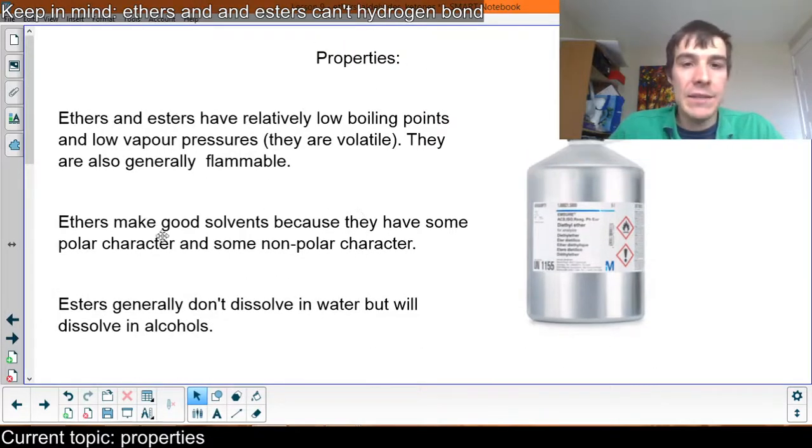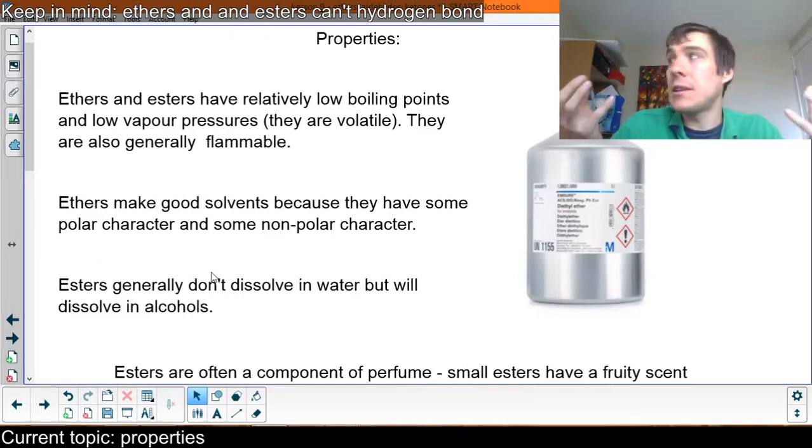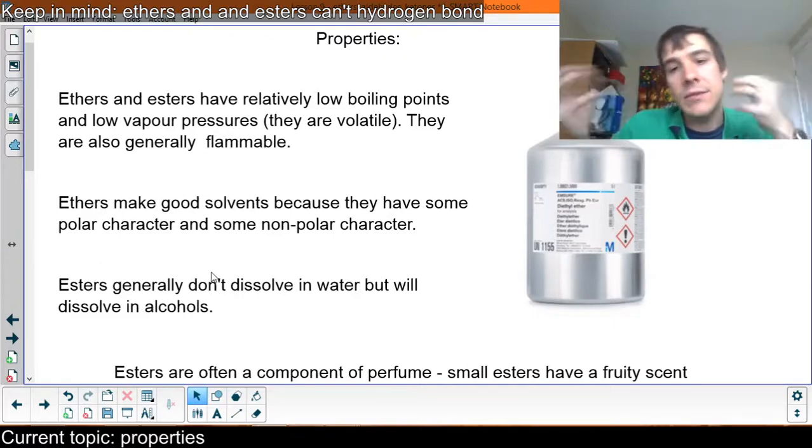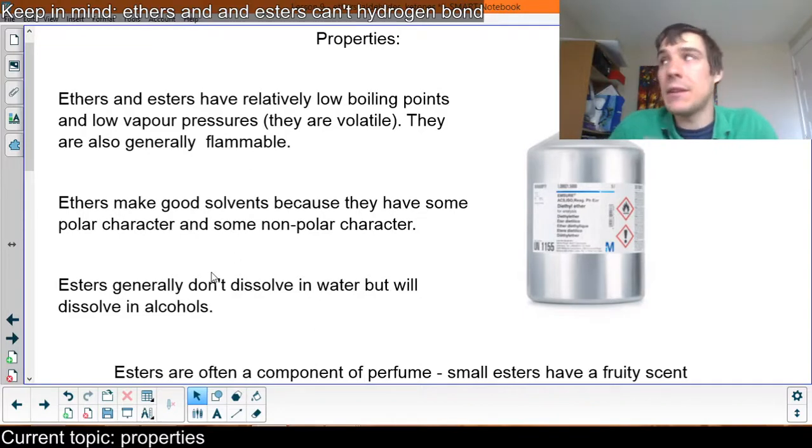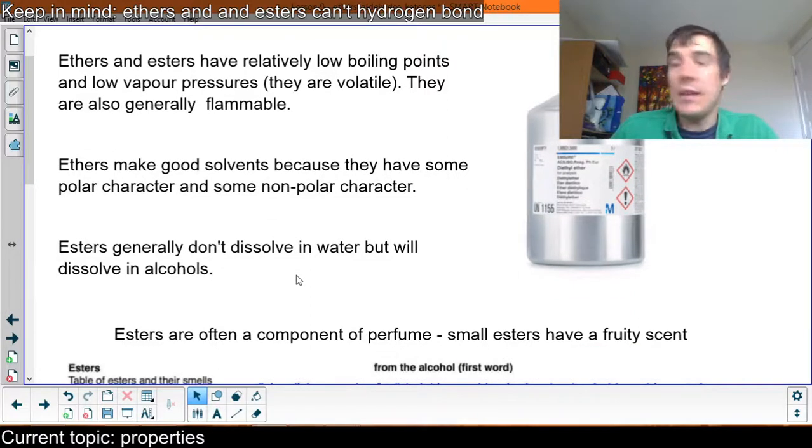They make good solvents because there's some polar character and some non-polar character. They can kind of attach to a variety of different things, especially in organic chemistry where we're working with a lot of non-polar compounds, things with long carbon tails. Ethers make really nice solvents. Esters, same kind of thing. They usually don't dissolve in water because they're kind of bulky, but they will dissolve in alcohols relatively well. Again, the extra little carbon stuff, the organic nature of the alcohol will help them dissolve.